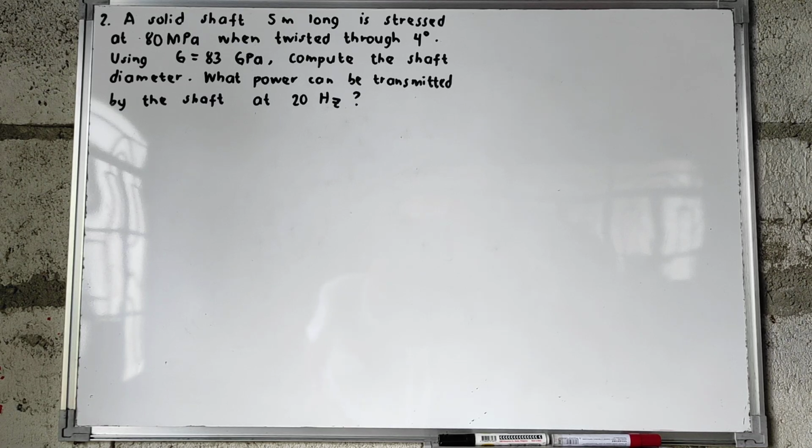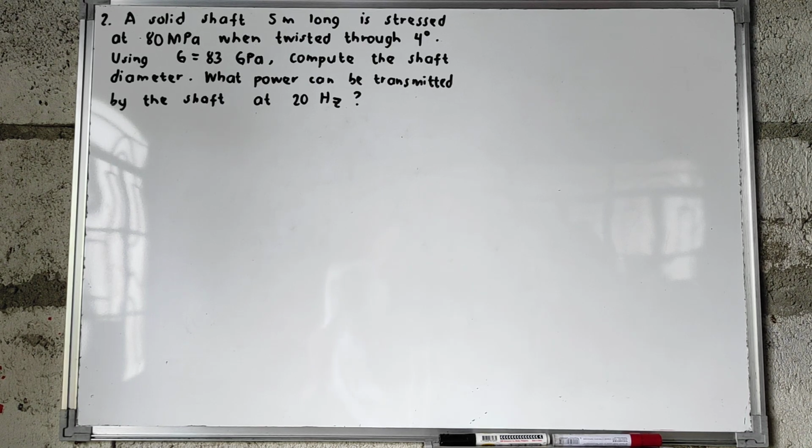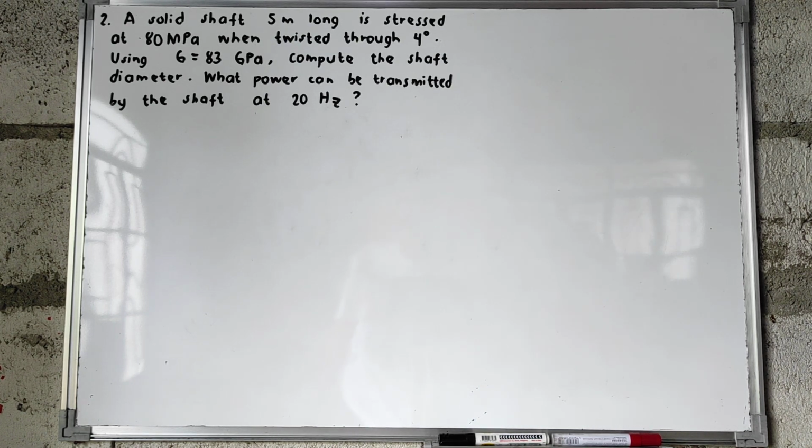So let us consider problem number 2. A solid shaft 5 meter long is stressed at 80 megapascal when twisted to 4 degrees using G equals to 83 gigapascal. Compute the shaft diameter. What power can be transmitted by the shaft at 20 Hz?